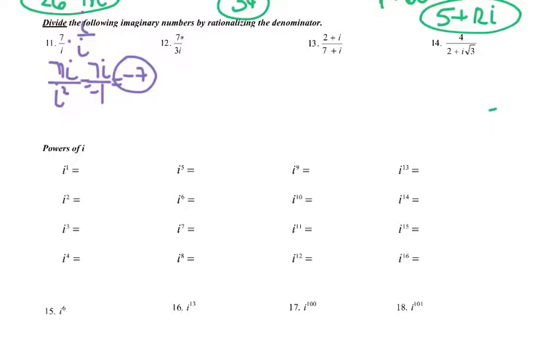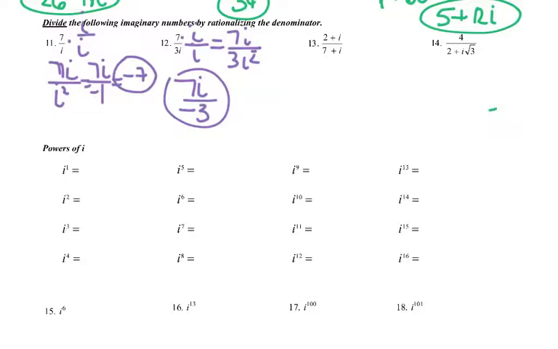How do I get rid of the i in number 12? Right, it doesn't matter that there's a 3 there. I'm just going to multiply top and bottom by i. So I get 7i over 3i squared. But what's i squared? Negative 1, so 7i over negative 3.